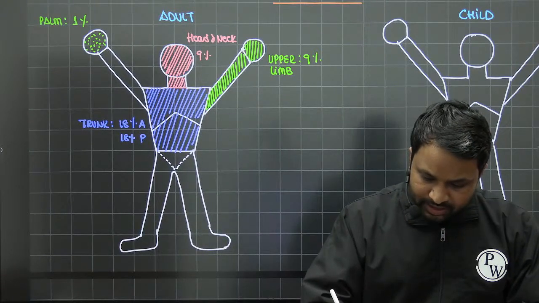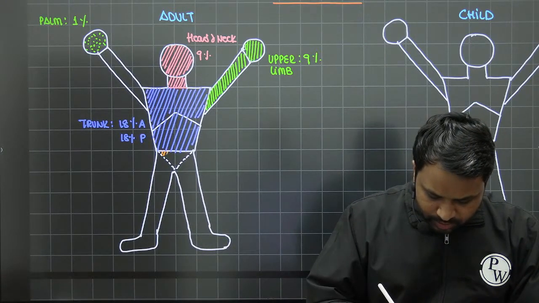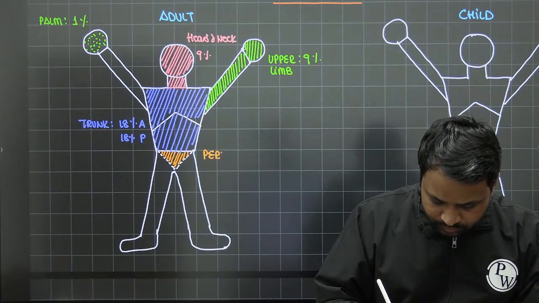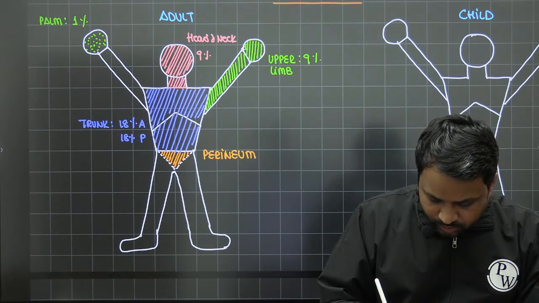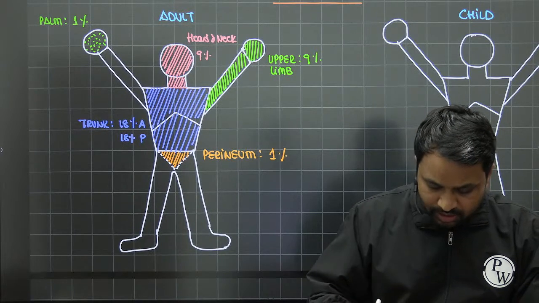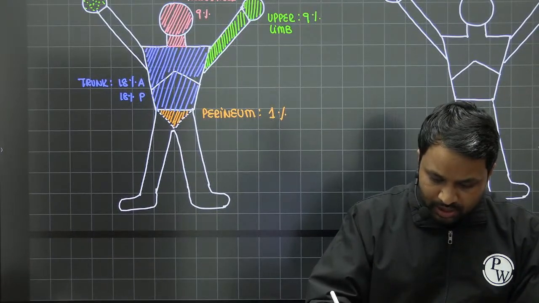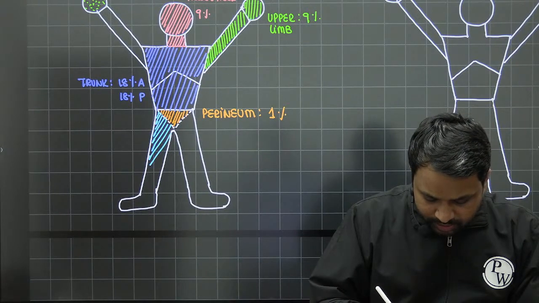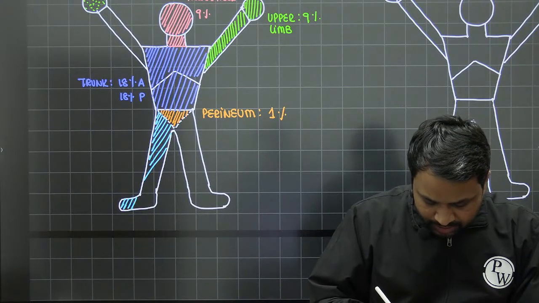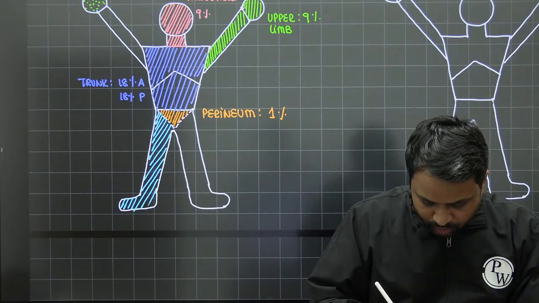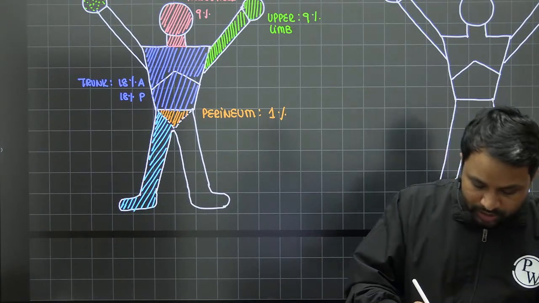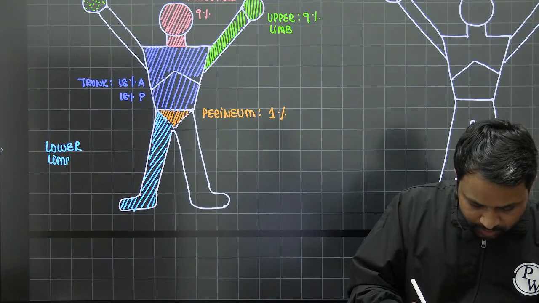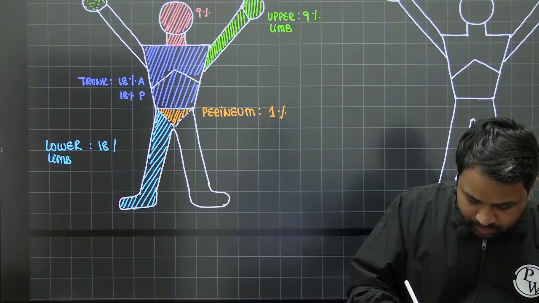Then you have the perineum. The perineum is going to account for 1%. And last but not the least, you have the lower limb. The lower limb is all the way from the anterior superior iliac spine to the tip of the toes. The lower limb is going to account for 18% each.